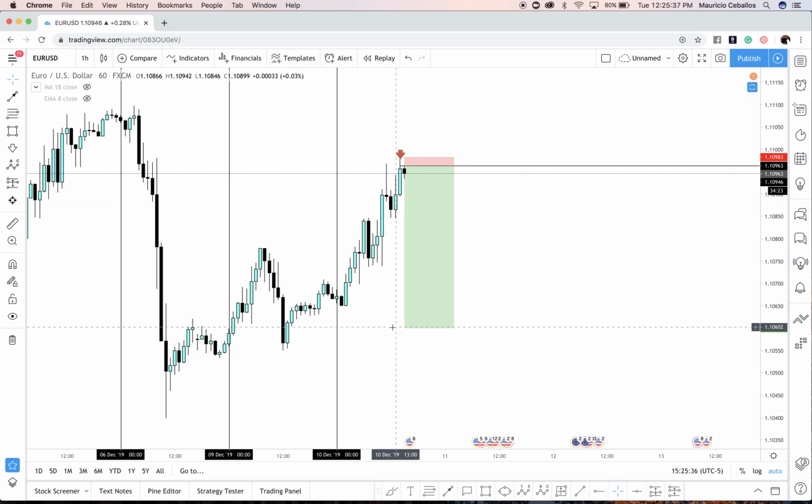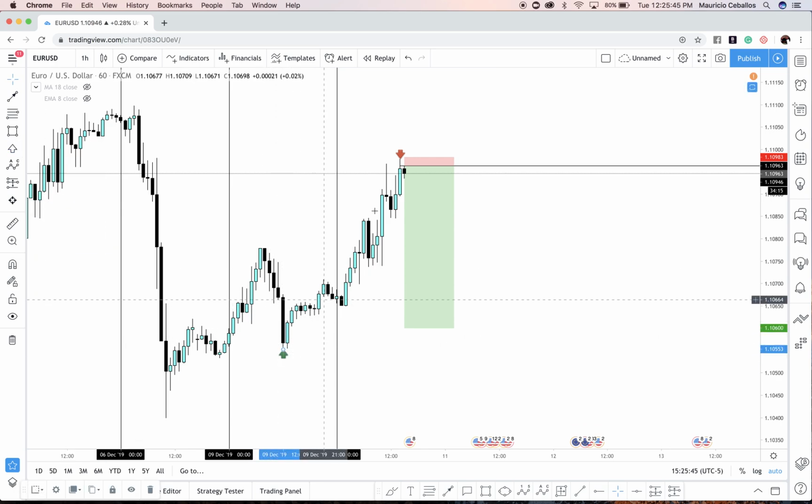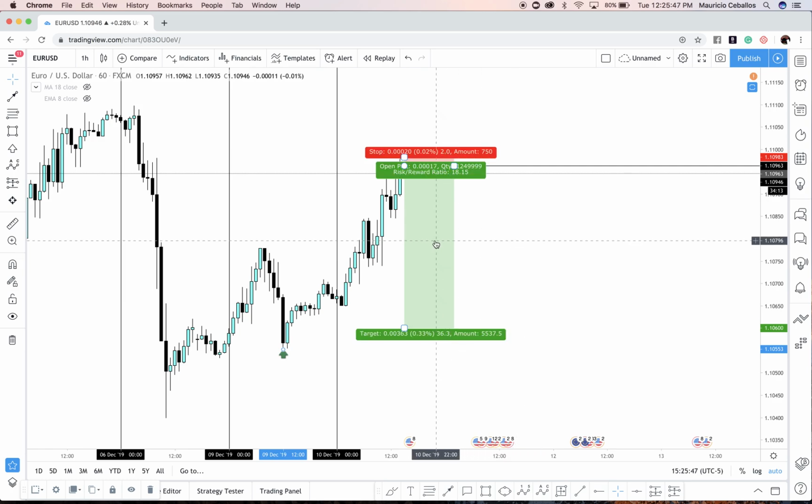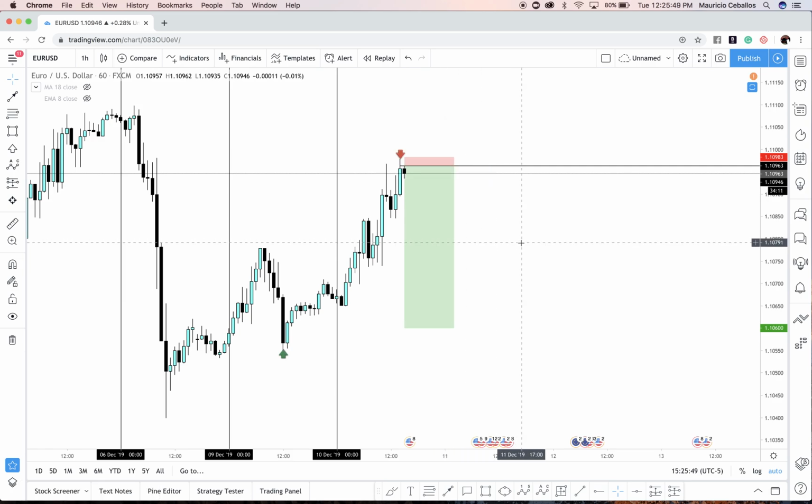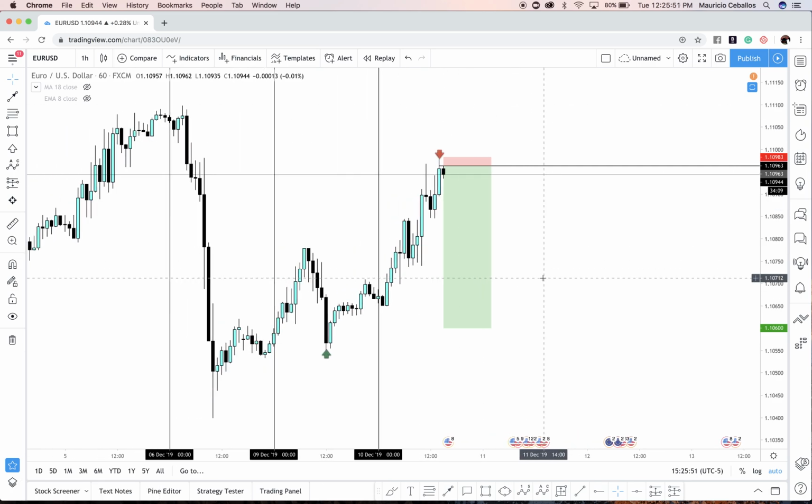Perfect. It comes right down to this area, this level that catches my attention for that big spike to the downside and then continuing to the upside. So this would make my risk to reward 18 to 1. I'm looking forward to this trade. We'll see how it ends up.